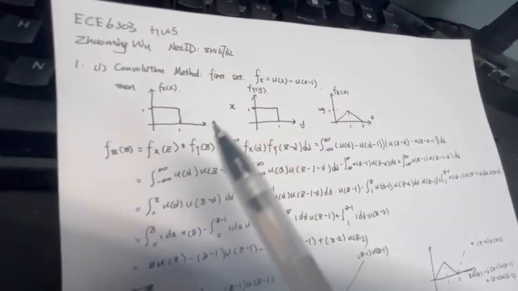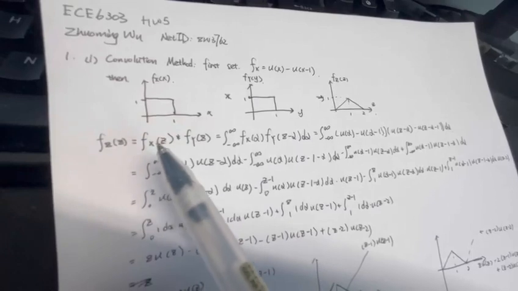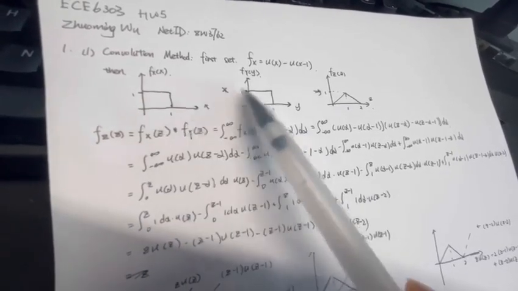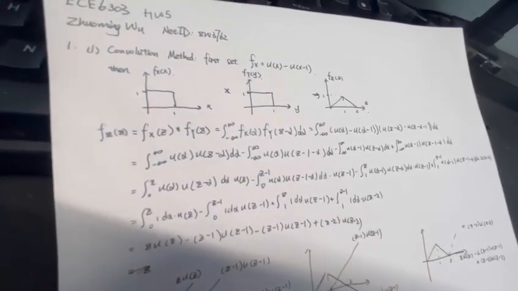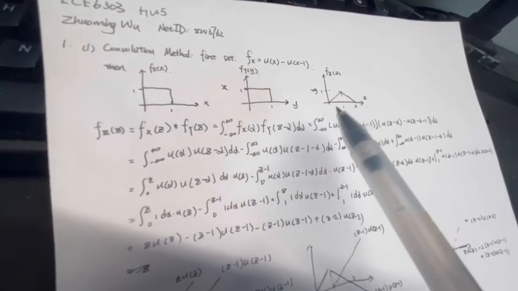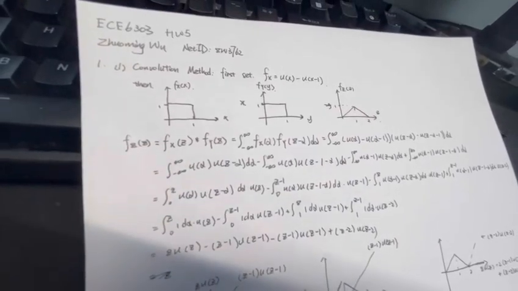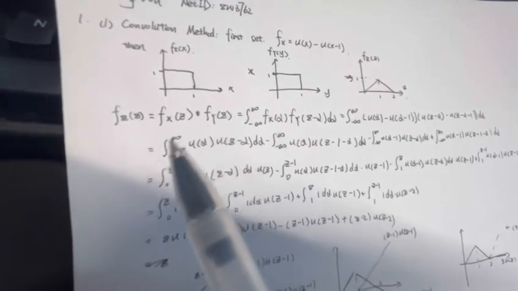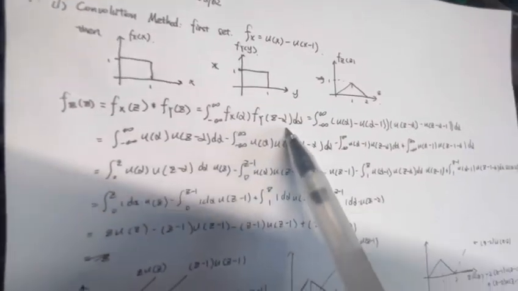So this is a diagram for f_X(x). It becomes a uniform function and it starts from 0. And this is f_Y(y), which is also a uniform function. We convolve these two functions so that we can get f_Z(z), which will look like this. But we're going to use the convolution method to calculate this graph. So it equals f_X(z) convolved with f_Y(z), and equals this equation, which is given by the question.